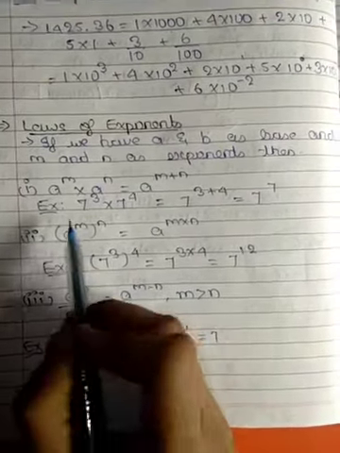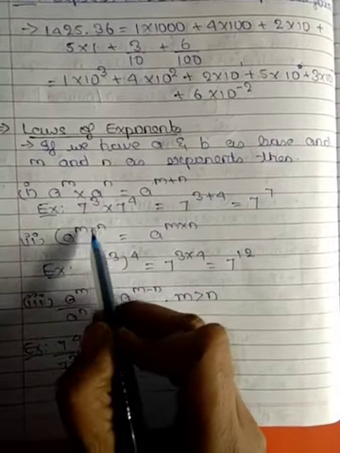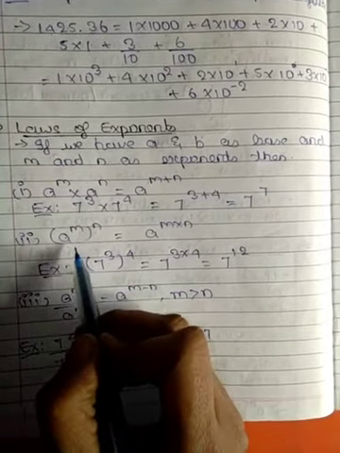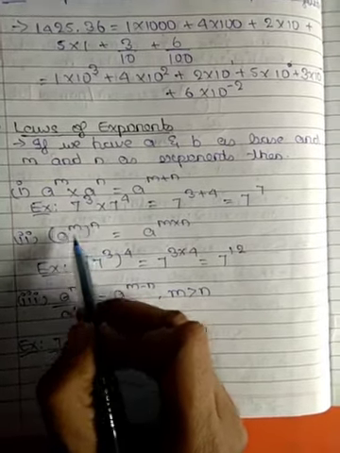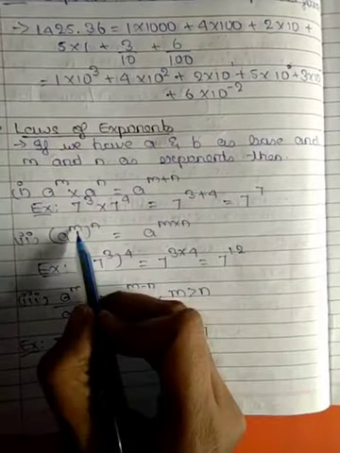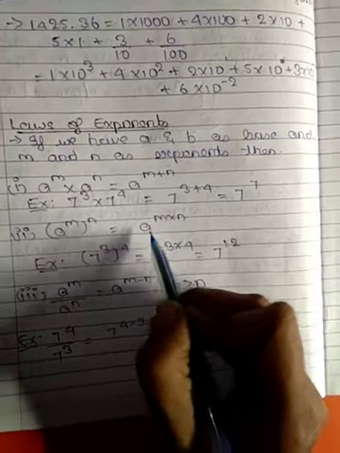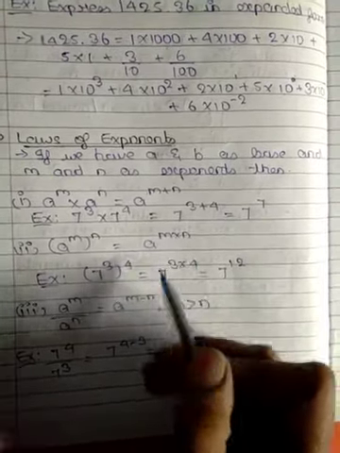Now second law, a raised to m the whole raised to n. If such a sum is coming where a raised to m is there and the whole is raised to n, we simply have to multiply the exponents, that is m multiplied by n. The base will remain the same, that is a, raised to m multiplied by n.